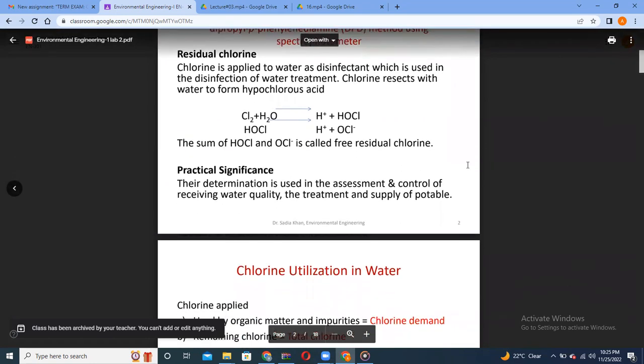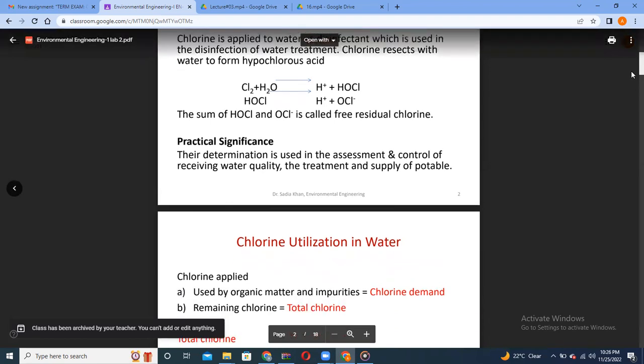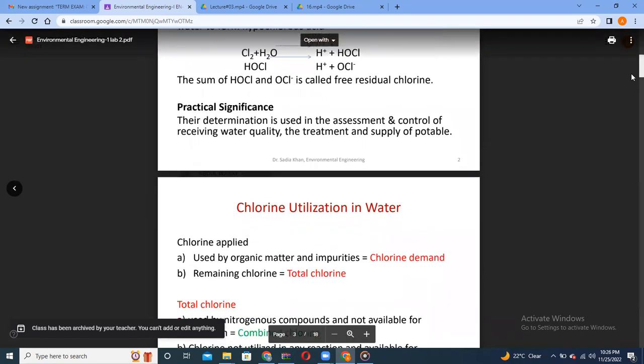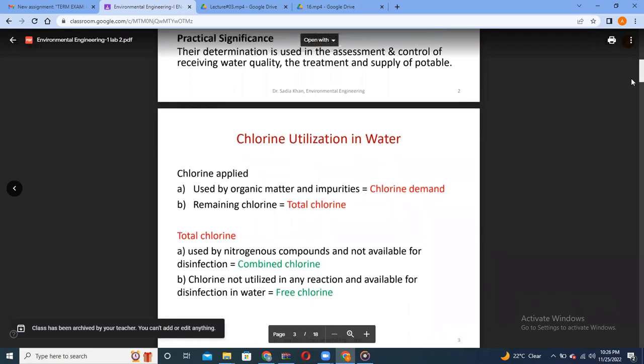What is the practical significance in this lab is that their determination is used in the assessment and control of receiving water quality and the treatment and supply of potable water. It's about how we can clean the water by using certain methods and certain chemicals. So here we'll discuss certain things in detail.